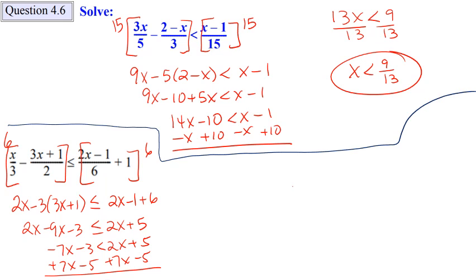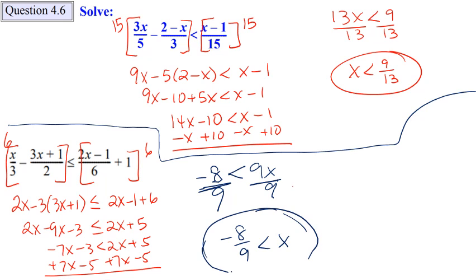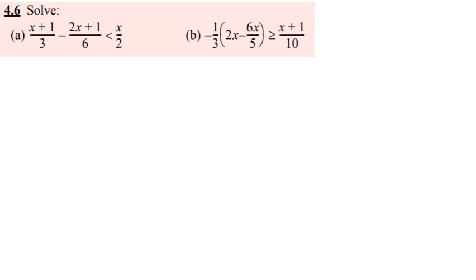There you go. So now I'm going to get negative 8 is less than, sorry, pen's not working. Negative 8 is less than 9x. Divide both sides by 9. And I'll get negative 8 ninths is less than x. Okay, try these examples on your own. Okay, I'm going to multiply by 6.